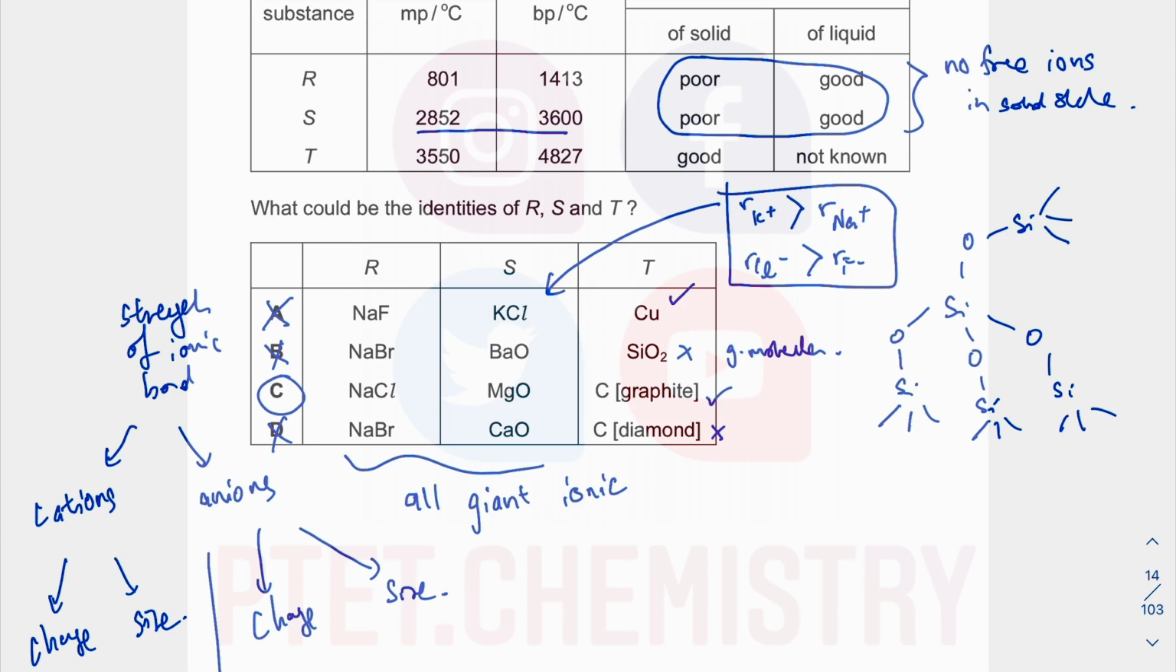Mg2+ is smaller than Na+, so it has a stronger ionic bond. O2- has a higher charge than Cl-, 2- versus 1-. O2- is also smaller than Cl-.